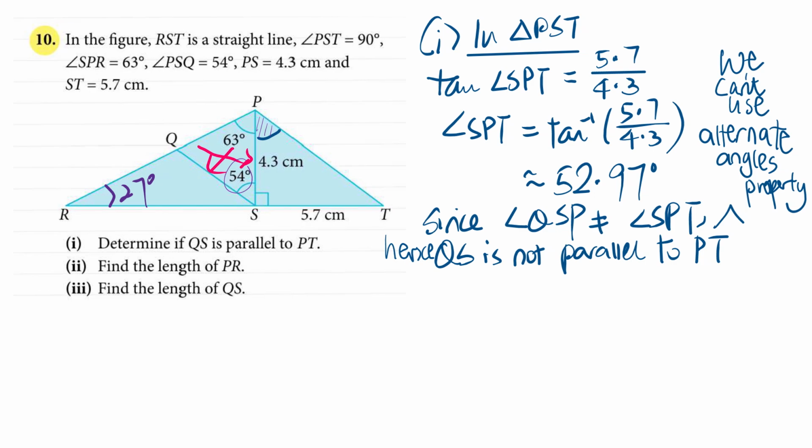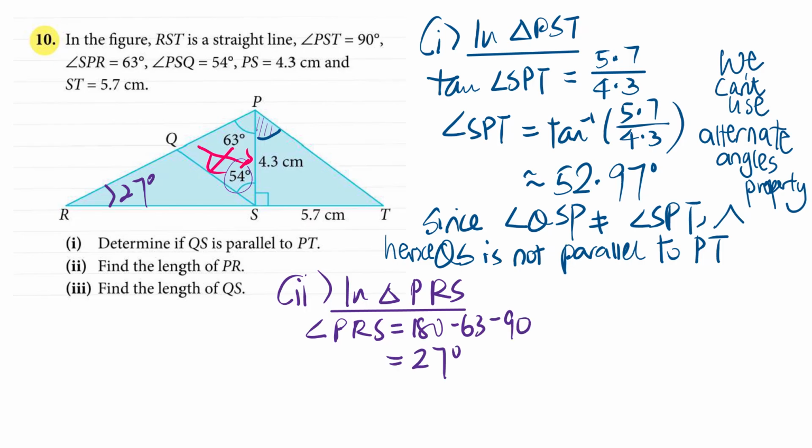Let's look at how we can do part 2. Find the length of PR. We can use triangle PRS, which is a right angle triangle. We can find angle PRS first by using 180, take away 63, take away 90, because this angle here is 90. So that gives PRS 27.